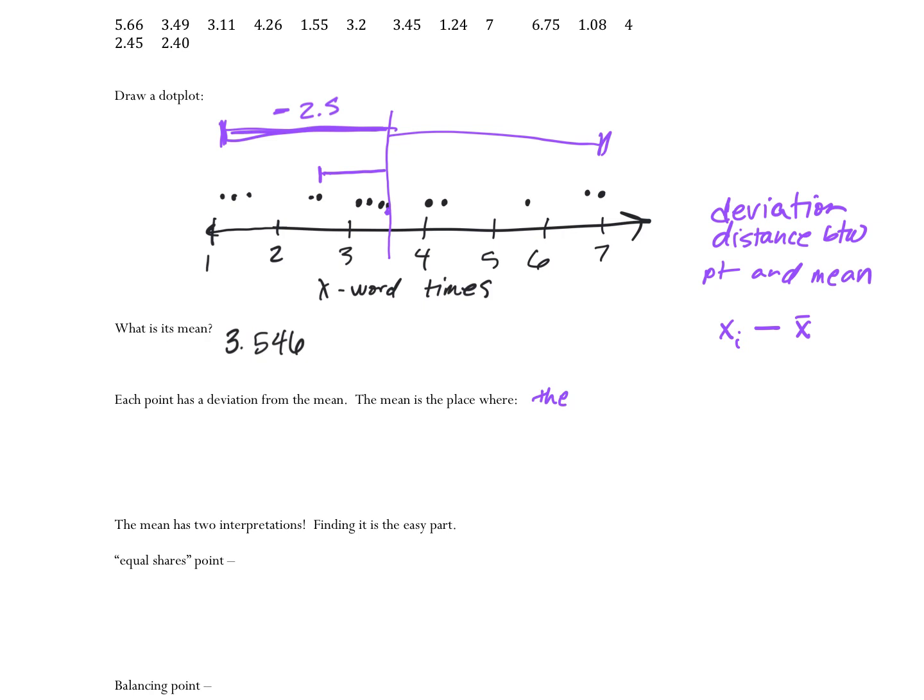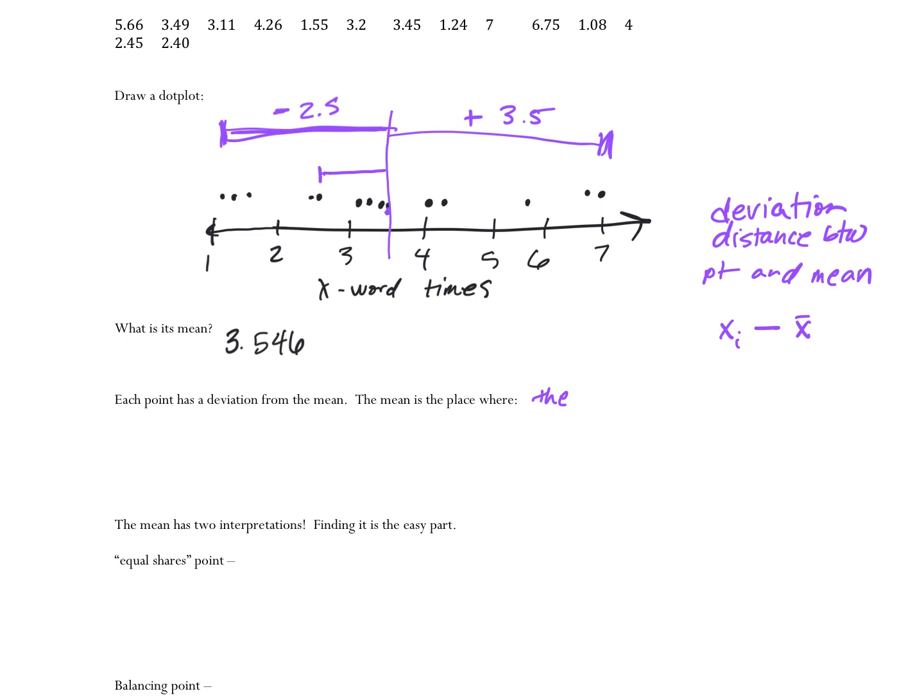Is it okay if that deviation is negative? What does that negative tell us? It goes left or less. It's smaller than the mean. And likewise, this deviation is positive 3.5, because it's bigger than the mean. Does this make sense?